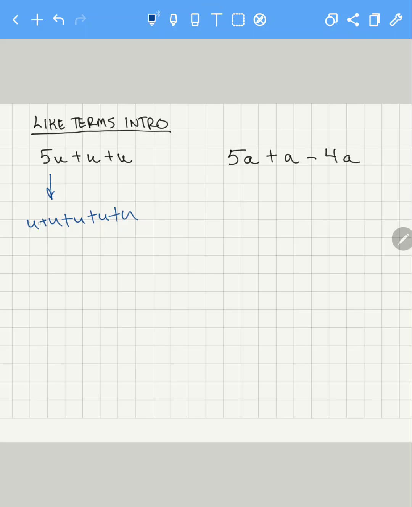So if you took 1u plus 1u plus 1u plus 1u plus 1u, you'd end up with 5u. So that's where the 5u comes from. 5 times u is 1u added up 5 times. So that means anything with a u, we can put with the 5u. So if you have 5 u's and then you add another u, that'd give you 6 u's. And then add the other u to the 6u, end up with 7u. That's as far as that can go. All we did was put the stuff together that was the same.